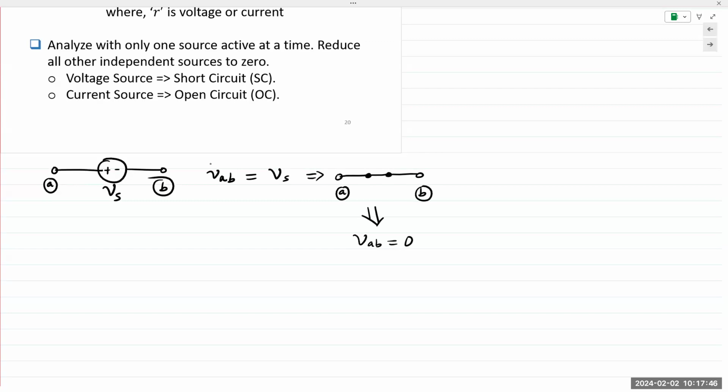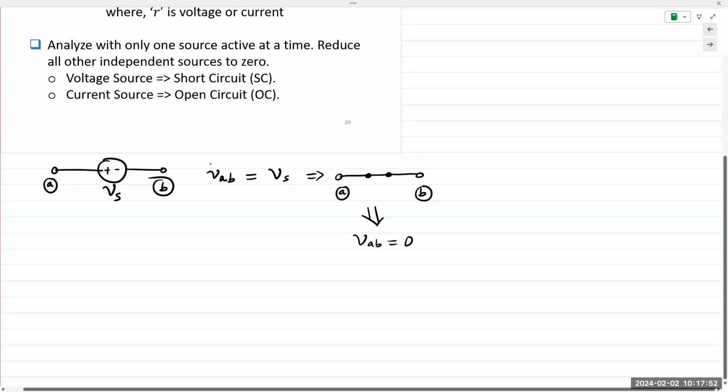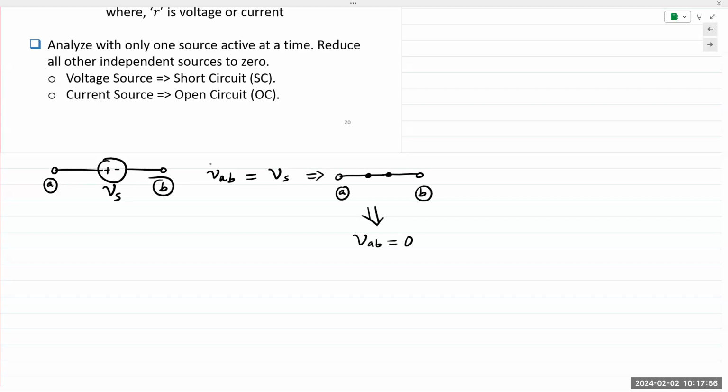This way, VAB measured between the 2 terminals is equal to 0. There is no difference in electric potential because there is a wire running across. Does that make sense? Again, this is just a concept, okay? This is conceptual, but more importantly, you have to remember that the voltage source is replaced with a short circuit.